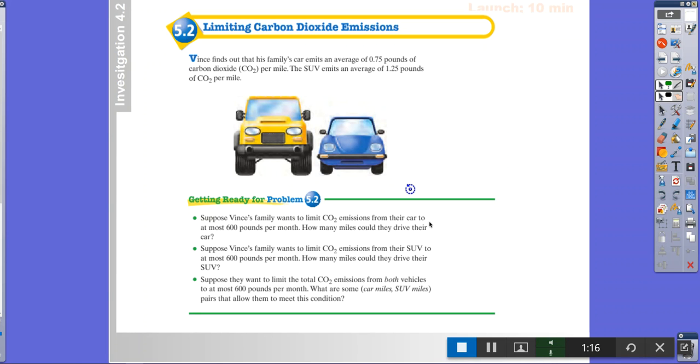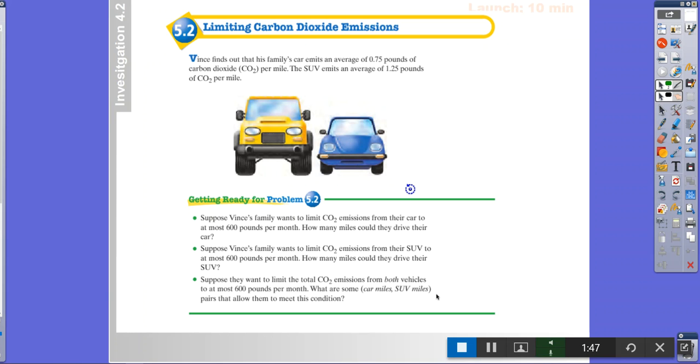Well, let's go on with the questions and we'll start answering them together. Suppose Vince's family wants to limit CO2 emissions from their SUV to at most 600 pounds per month. How many miles could they drive their SUV? And finally, suppose they want to limit their total load for both vehicles to at most 600 pounds. What are some car and SUV miles that would allow them to meet this condition?